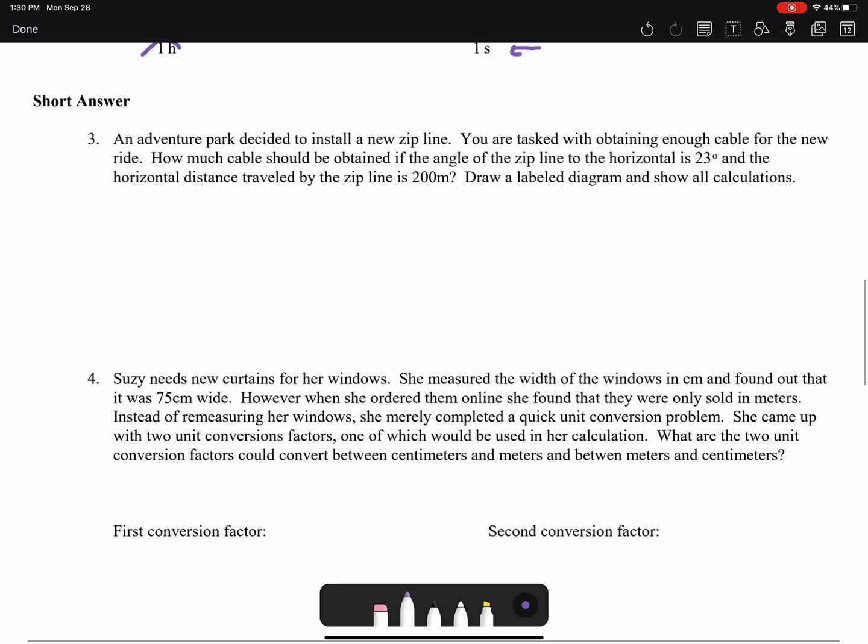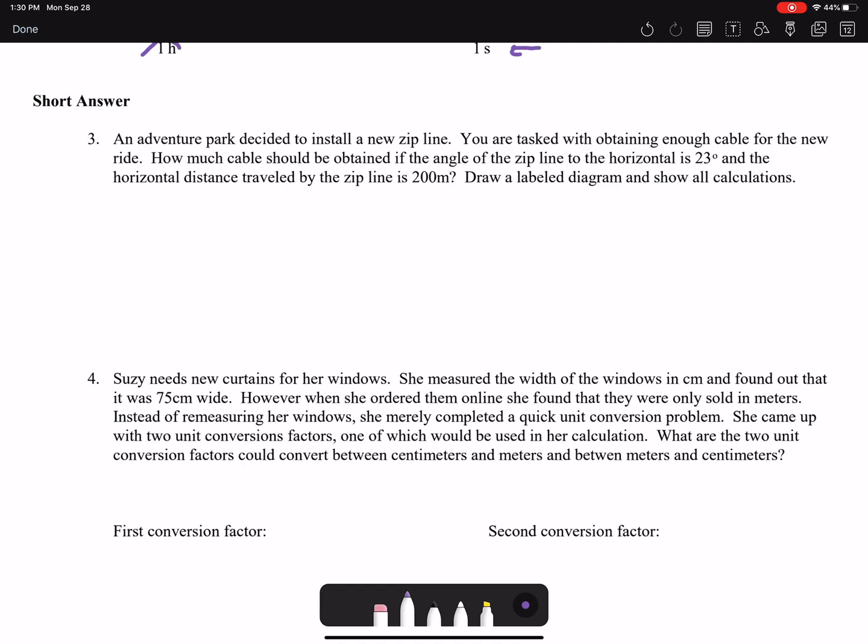An adventure park decides to install a new zip line. You are tasked with obtaining enough cable for the new ride. How much cable should be obtained if the angle of the zip line to the horizontal is 23 degrees and the total horizontal distance traveled by the zip line is 200 meters? Draw a label and show all calculations.